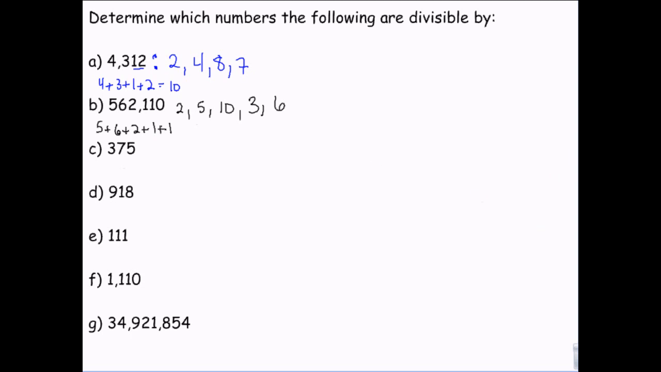375. What do I get when I add these together? 15, so it'll divide by 3. Anything else? 918. 2. Not 4, because 18 won't divide by 4. 3. And 6. When you added those up together, what'd you get? 9 plus 1 plus 8, you got 18, which will divide by 3, but it'll also divide by 9.